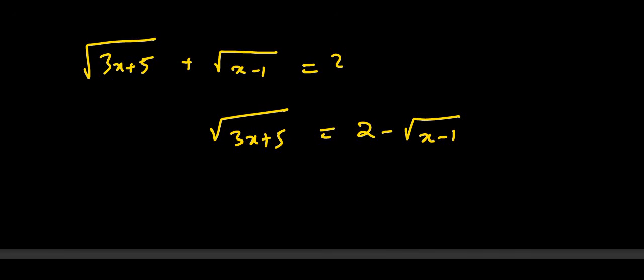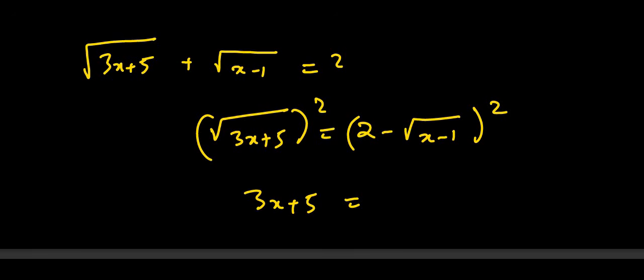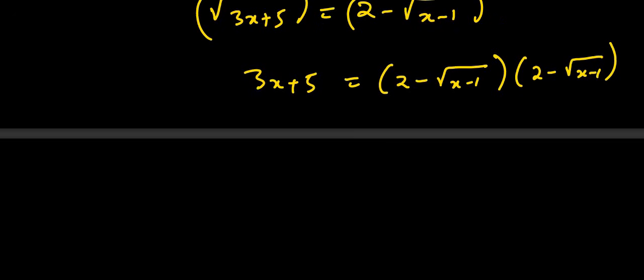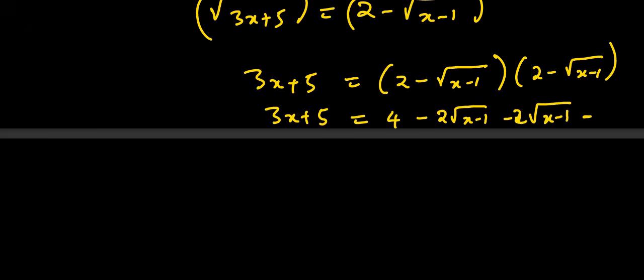You can square both sides. When you square both sides here, this will be 3x plus 5. Then when you multiply this by itself, to avoid making mistakes or skipping steps, no wonder they say show all your working. You need to show every step, because the examiner or the marker is not in your mind to see the manipulations you did. So you need to have a 4. Then this will be 2 root of x minus 1, this will be minus 2 root of x minus 1, this will be minus plus.